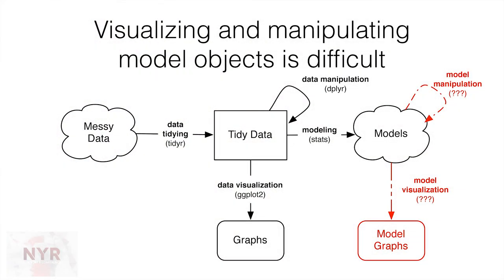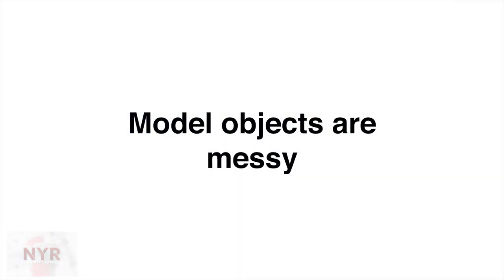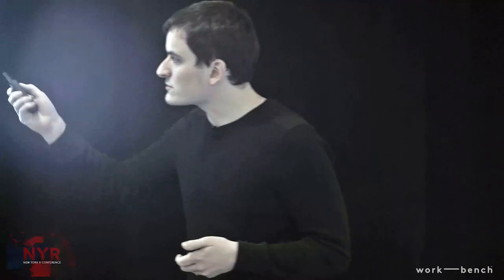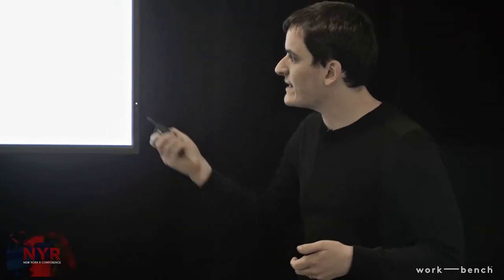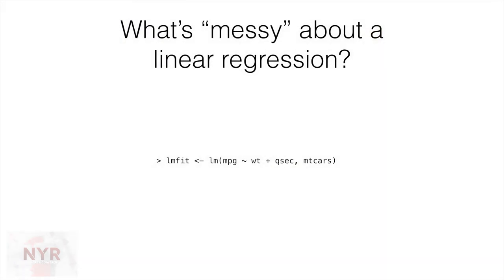And the reason is that model objects are messy. So what does messy mean? I'm going to take an example of a canonical, really common model we might work with, a linear regression. Take a really simple example. The code's a little small up here, but it's doing a linear model of miles per gallon by weight and acceleration on the built-in cars data set. Most of us are probably really familiar with looking at this summary of a fit object. And this seems good to us.